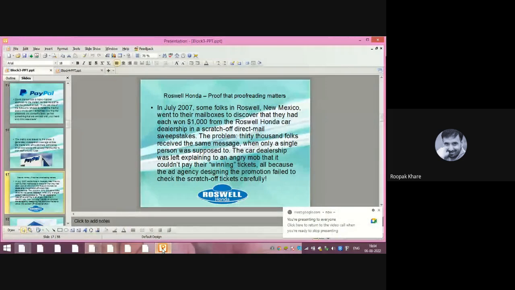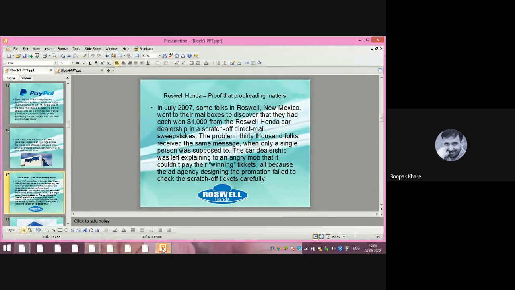Okay, let's go ahead. In July 2007, some folks in Roswell, New Mexico, went to their mailboxes to discover that they had each won $1,000 from the Roswell Honda car dealership in a scratch-off direct mail sweepstakes. Even you must have come across some offers where you scratch a card, or digitally you have a card and you need to scratch it, and there is a gift behind it. When you scratch, you get to know what you're getting. So, some people received it. Now, what was the problem? Again, written communication.